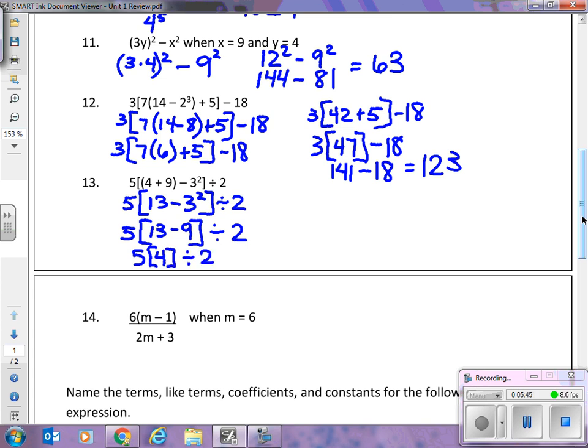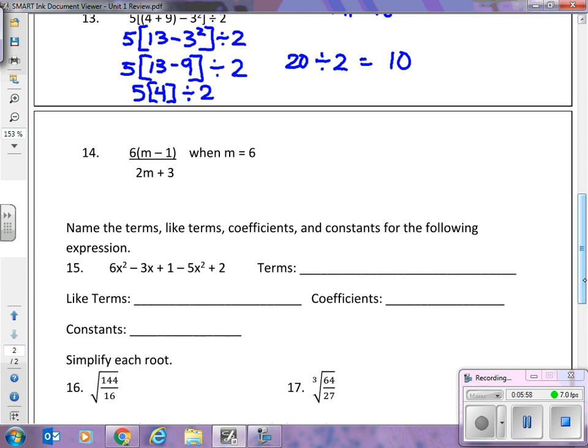And now we only have multiplying and dividing left, so you have to go left to right. 5 times 4 is 20, and 20 divided by 2 gives you the answer of 10. All right, when we go to number 14, we're back to taking letters out and putting numbers in, the substitution piece. All right, so this gives us 6 parentheses 6 minus 1 on the top, and 2 times 6 plus 3 on the bottom. Right?